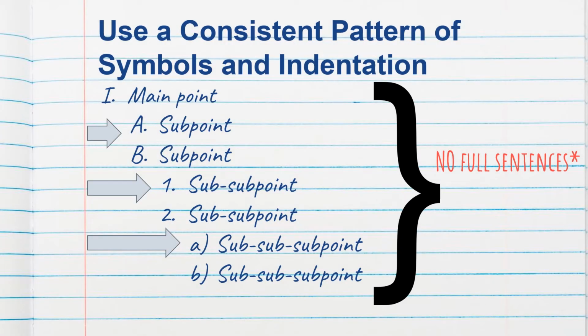Much like the preparation outline, for the speaking outline, it's important to use a consistent pattern of symbols and indentation. For your main points, you'll still use Roman numerals. For your subpoints, you'll use uppercase letters. For your sub-subpoints, you'll use Arabic numerals. And for your next level of sub-subpoints, you'll use lowercase letters.